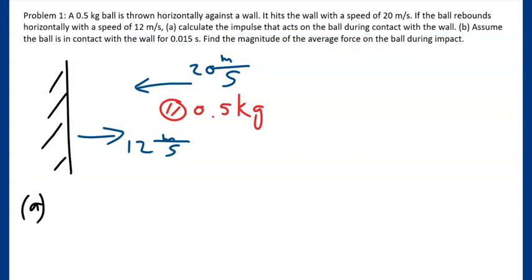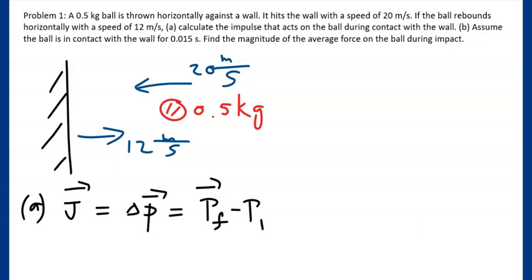So let's calculate the impulse. Impulse from the Impulse-Momentum Theorem equals the change in linear momentum. The change in linear momentum is momentum final minus momentum initial. Now, momentum final is 0.5, that is the mass of the ball, times the final velocity, which is to the right. So that's going to be 12 i-hat.